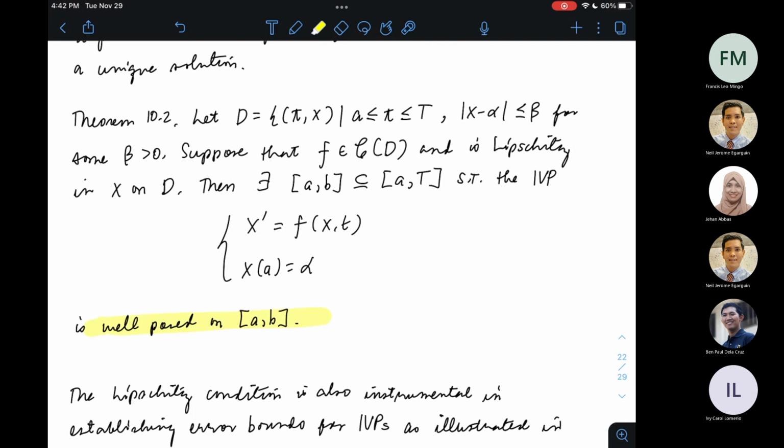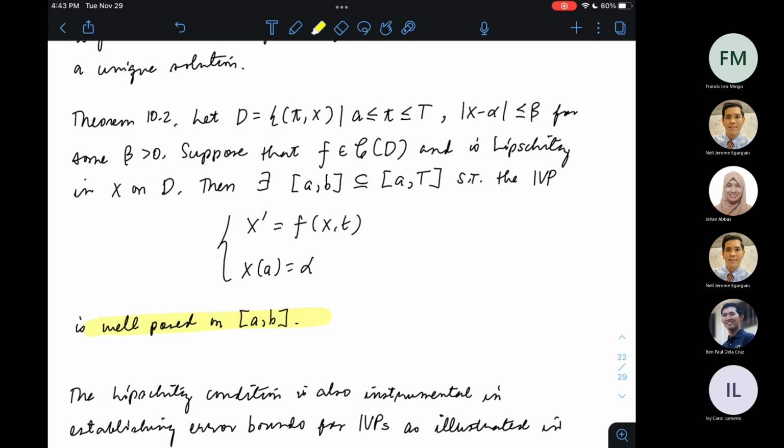Ano ba yung konsepto ng well-posedness? According to Hadamard, gamitin natin yung Hadamard definition ng well-posedness. Una, well-posed ang isang problem only if it satisfies two conditions. Number one, there exists a unique solution. So yung pala, Lipschitz continuity guarantees the existence of a unique solution. Hindi lang existence ng solution, pero uniqueness ng solution.